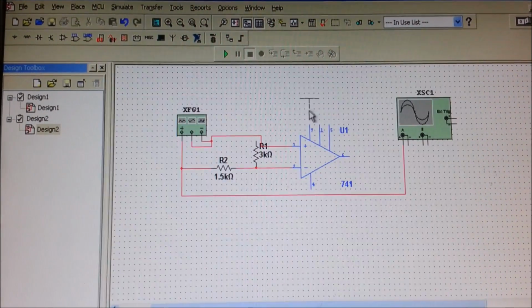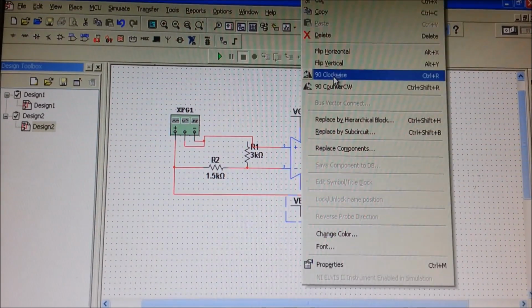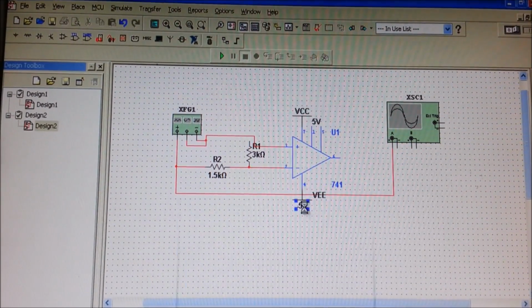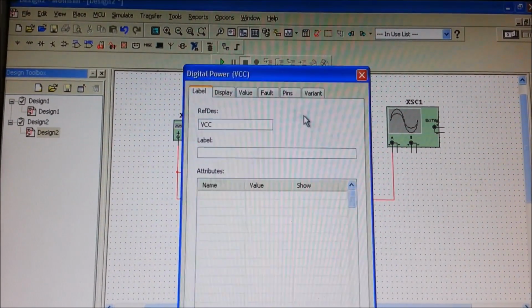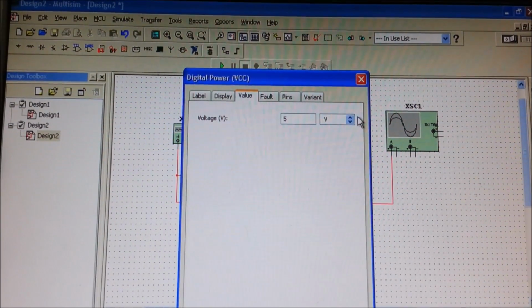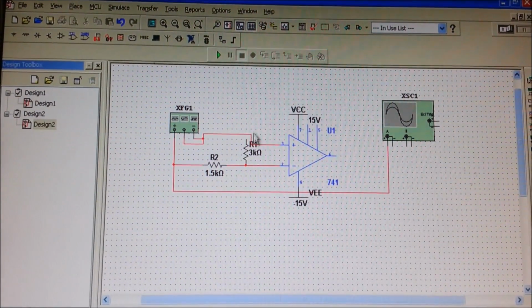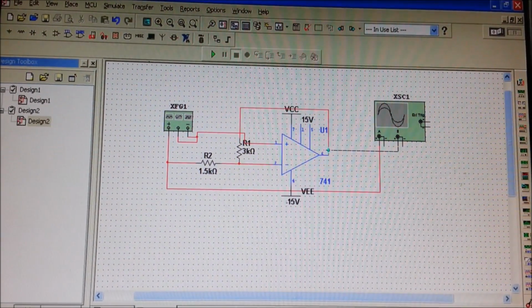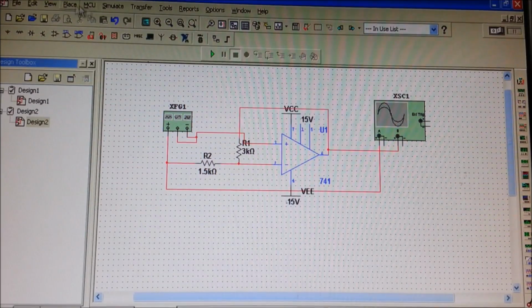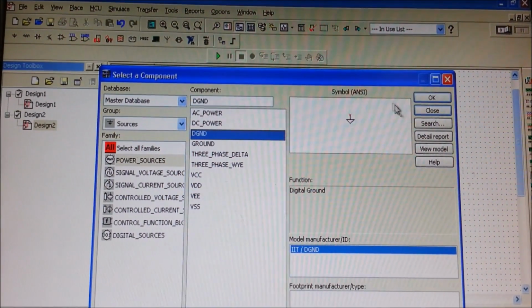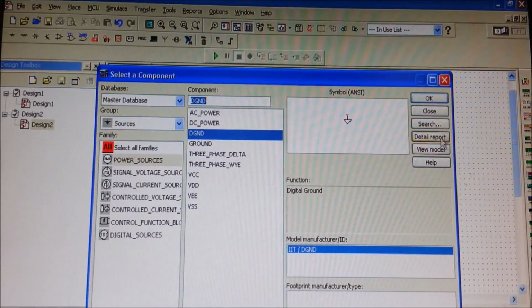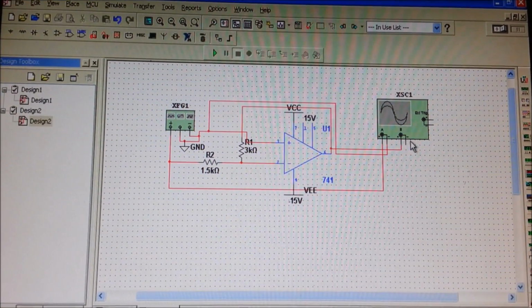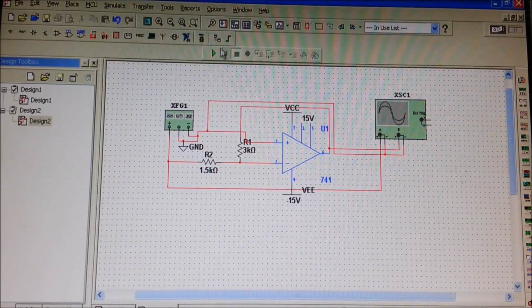Applying VCC and minus VEE to the 741 IC and adjusting their values to plus 15 volts and minus 15 volts respectively. Applying the output to the B channel of our oscilloscope. Now applying the ground connections. The negative pins of A and B are grounded.